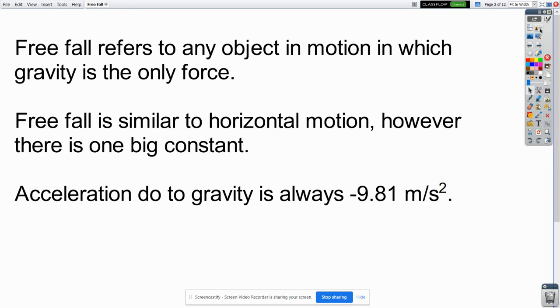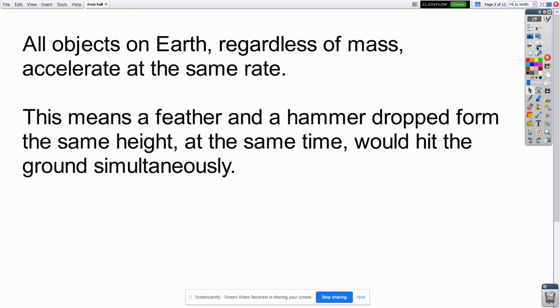In vertical motion, which is free fall, there's only one acceleration on Earth, and it's 9.81 meters per second squared. Specifically, it is negative 9.81 meters per second squared. It's always downward towards the Earth. So you're stuck. On Earth, there's only one acceleration. If you want more acceleration, go to another planet. That's the only way to really change it.